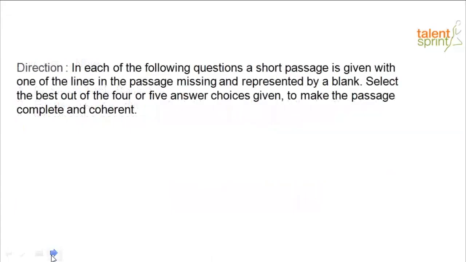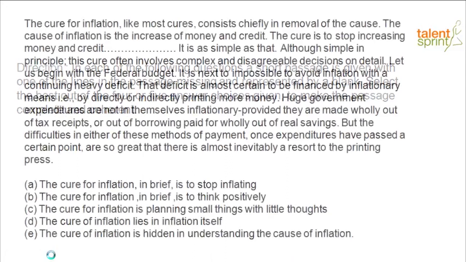Right? So the direction is: in each of the following questions, a short passage is given with one of the lines in the passage missing and represented by a blank. Select the best out of the 4 or 5 answer choices given to make the passage complete and coherent. So there might be a question with 4 options, there might be a question with 5 options. Whichever it is, we are going to identify which is the right answer, keeping in mind all the pointers that we just saw. So let's get started.